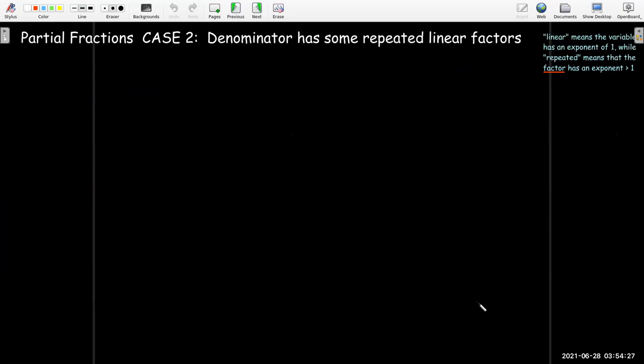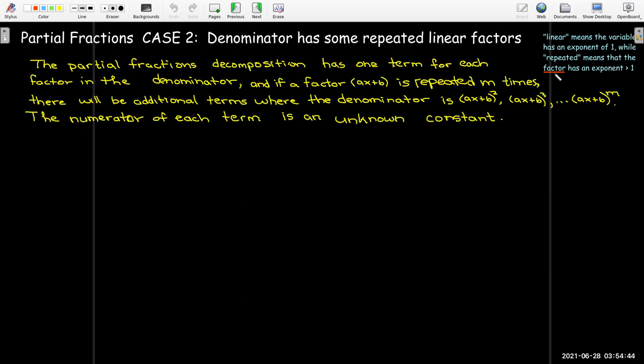In the second case, we're still going to have linear factors, but some of them may be repeated. Repeated means that in the factorization, that factor has an exponent which is greater than 1. In that case, I'm going to get more terms, because if I have a factor which is repeated m times, in other words, its exponent is m, not only will I get the ax plus b, but I'll have to use ax plus b squared, ax plus b cubed, and so on until I reach ax plus b to the power of m. And then still, I just have some constant in the numerator that I need to solve for.